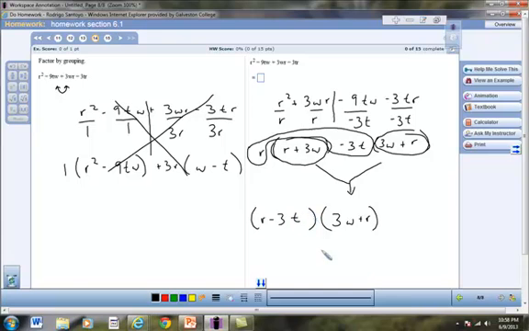So 6.1, a very important section. We're learning how to find a GCF, then how to use a GCF to do factoring.